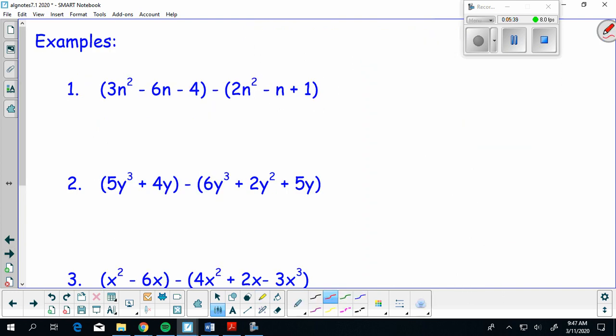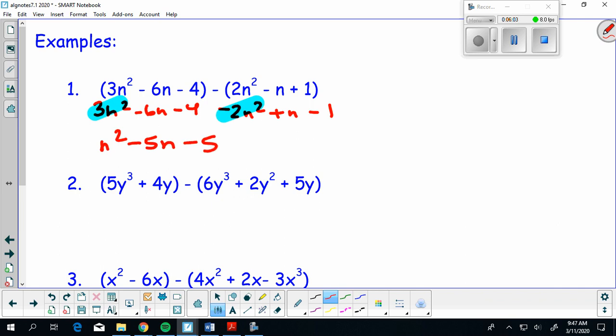Let's do a few. Since it's a subtraction problem, I'm going to find the difference. I'm going to change the second polynomial. I'm going to change all of the signs. And the first polynomial or trinomial is going to stay exactly the same. Notice how I'm rewriting them. So my front one is n to the second. My middle one is minus n or 5n. And my back one is minus 5. So I had to put my n's together. And I also had to put my negative 4 and negative 1 together. So this is my answer.